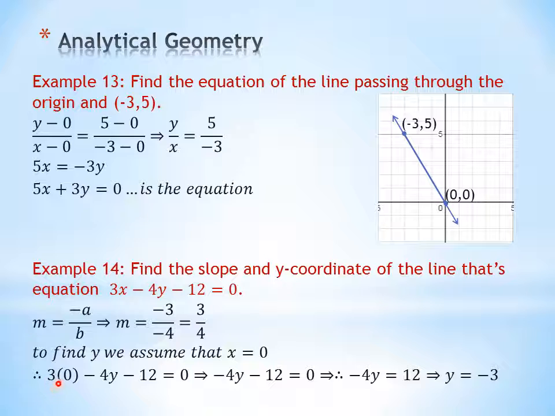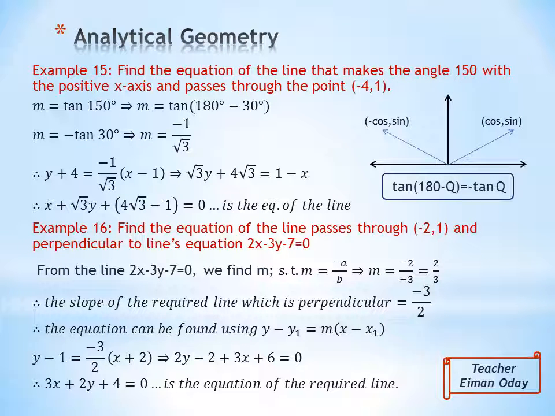So 3 multiplied by x minus 4y minus 12 equals 0, thus x equals 0. This term all is 0, so this is negative 4y minus 12 equals 0. Transfer negative 12, it's going to be positive, divide by negative 4, so the value of y is negative 3.